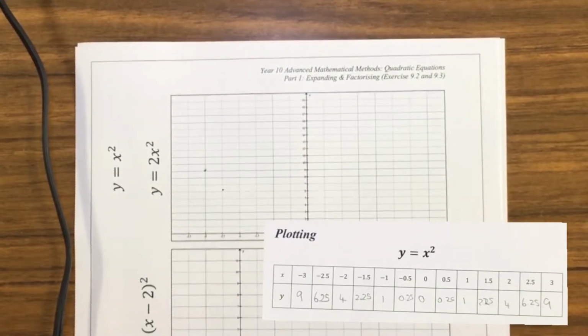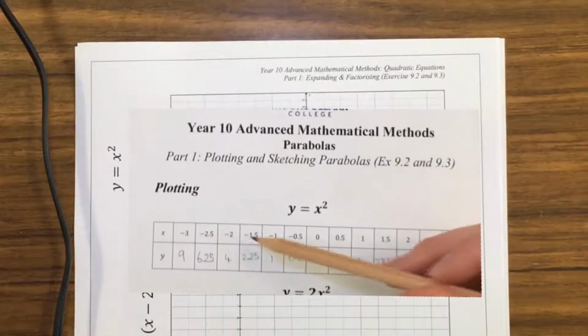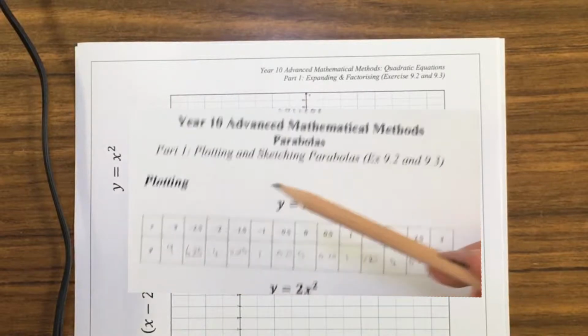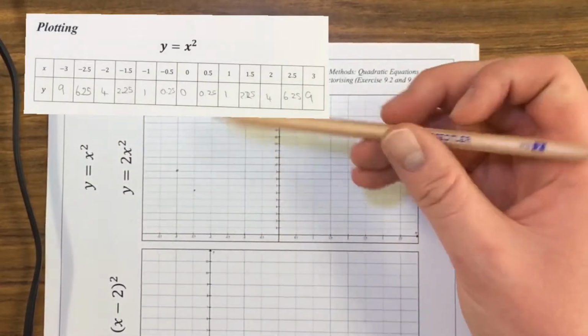I just heard the immortal phrase, I have no idea what we're doing. So okay, if you go to the next page. So these are coordinates. That's the x coordinate, y coordinate, x coordinate, y coordinate. I am plotting these points.